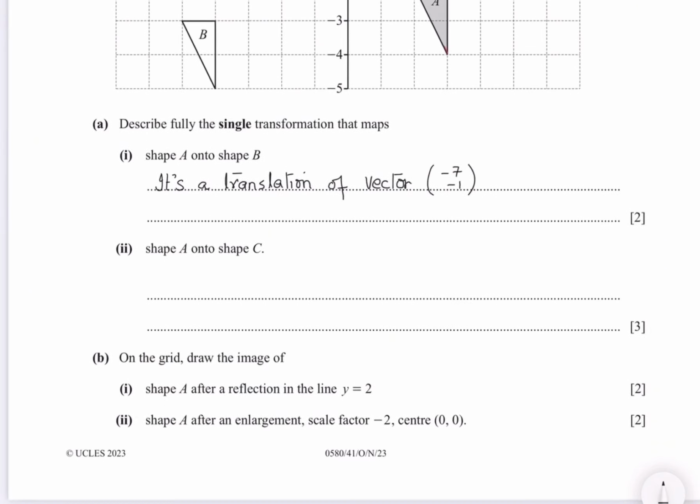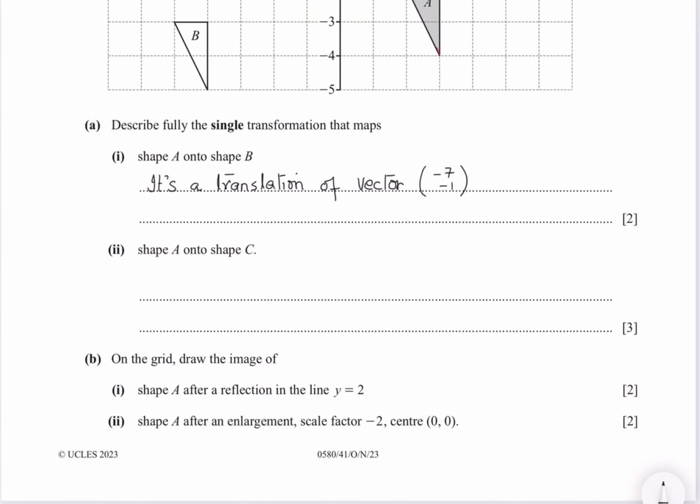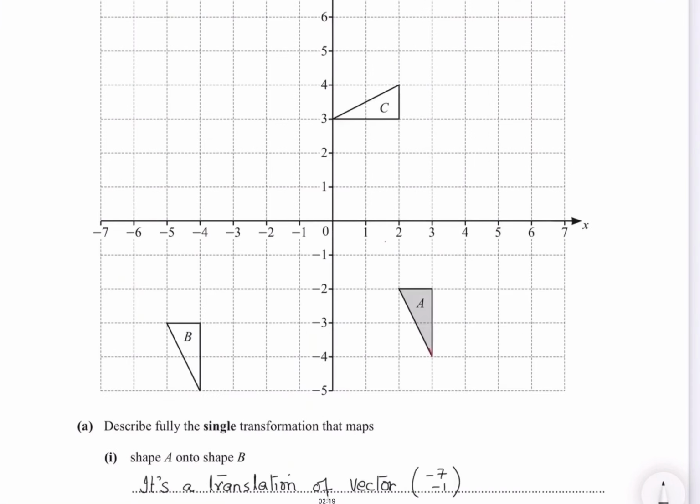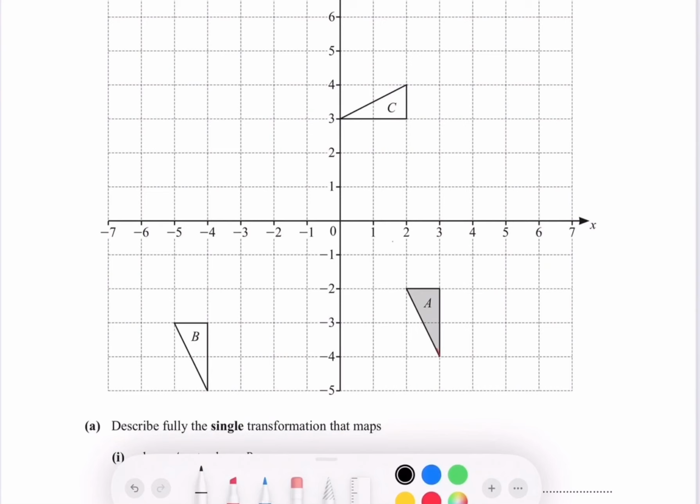And A2 says shape A onto shape C. So A onto C, it's a rotation. It definitely looks like a rotation. Now what you have to do, you have to find out the center of rotation, the angle of rotation, and clockwise or anti-clockwise.